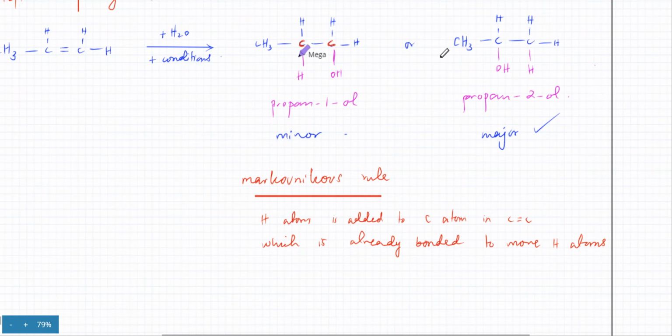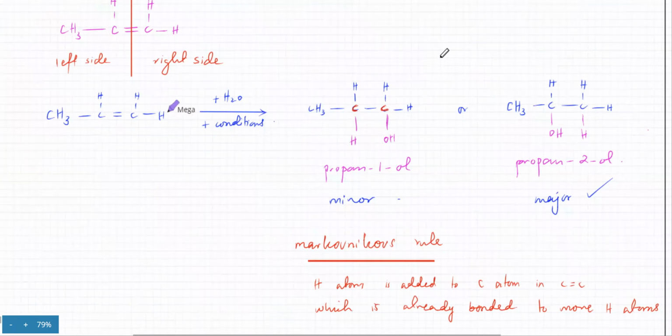If you look at the two carbon atoms, go back to the start, these two over here. This one is bonded to two H atoms, and this one is directly bonded to just one H atom. So what you're going to figure out is that if you are trying to add H and OH, the H would go with the carbon atom that's already bonded to more H, and the OH would go to the carbon atom that's bonded to fewer hydrogen atoms. Right now just try and understand how to use Markovnikov's rule. Why does it happen? We're going to discuss that in detail in the next class.